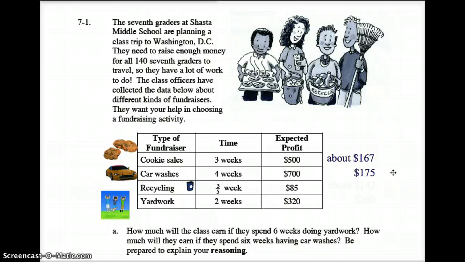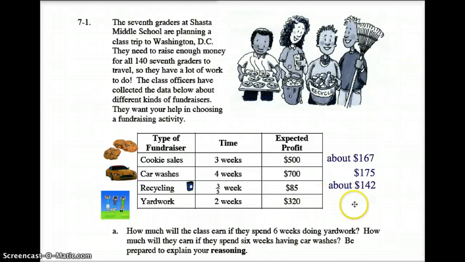Well, it's really no different. What is 3 divided by 5? If you do that on a calculator, you're probably going to find out it's 0.6. So you simply take, just like you did 700 divided by 4 and 500 divided by 3, the 85 divided by 0.6. When you do that, the number comes out to be about $142.